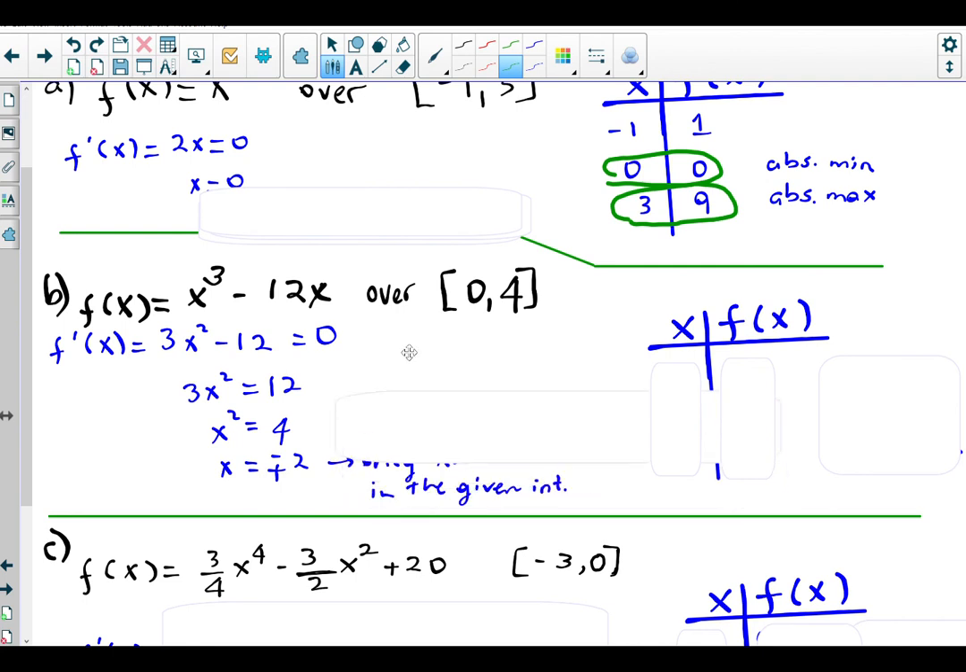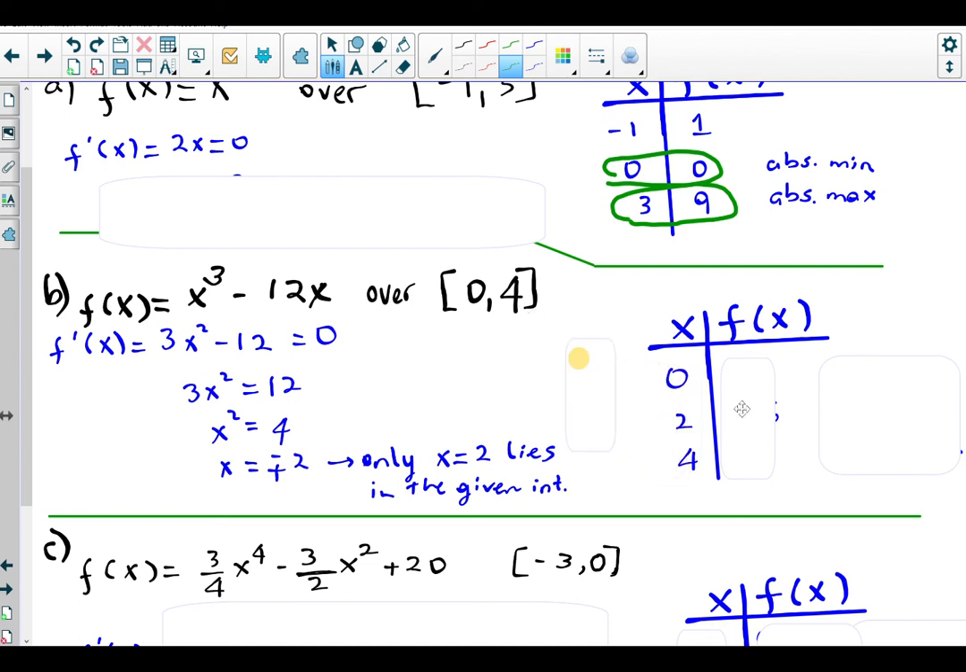But of those two answers, only the positive 2 lies in this interval, so I can only take the positive 2. I will put 0, 2, and 4 in my chart. Plug each one into your f of x function, the original function, because we want to see the y coordinates along the graph: which one is the highest, which one is the lowest. That's why we're plugging them into f of x.